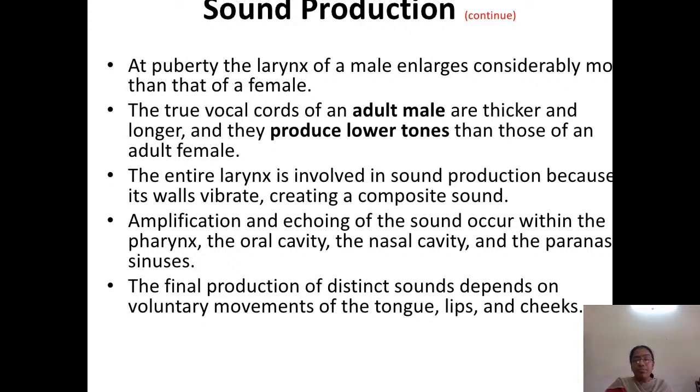It is helpful for vibrating and creating your sound. It is a composite sound that is being made. So the entire larynx is helpful for your sound production. Next, amplification and echoing of the sound.